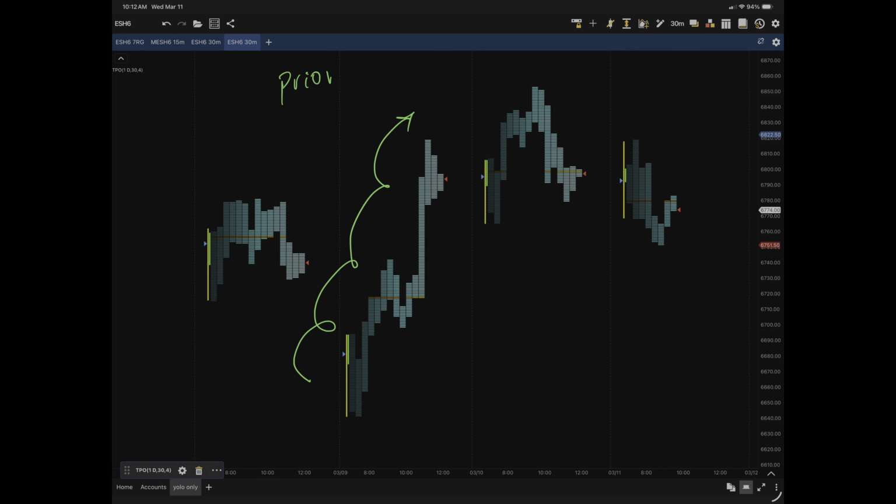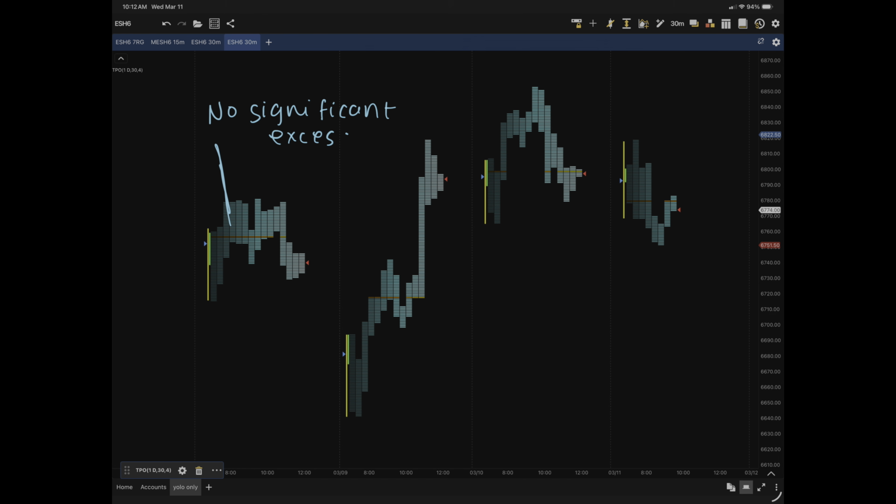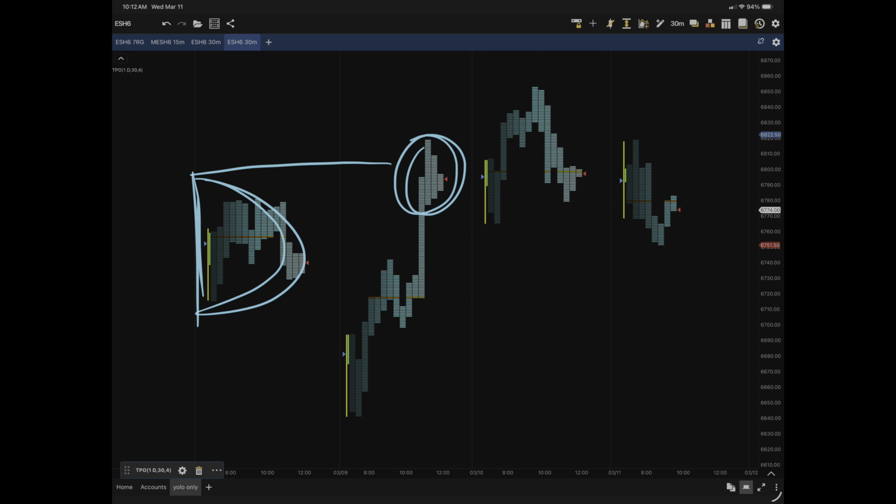The other thing I'm looking for is where we open relative to prior day's balance. Here we open out of balance and we have that rotation back up into balance, closing near the highs, basically value area high of the prior day. So to me, it's not as significant and it's not necessarily a clean trend day since we opened out of balance and just had that rotation back into balance.